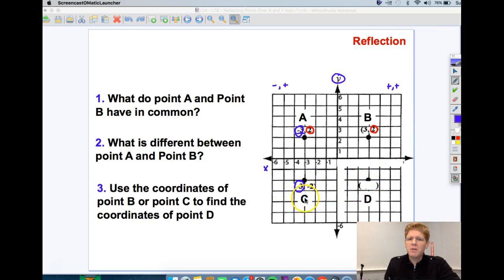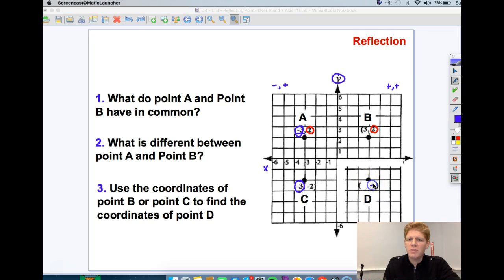We can see that point D is a reflection of point C across the y-axis. So which coordinates will stay the same? Well, in this case, the y-coordinates are going to stay the same because we're reflecting across the y-axis.